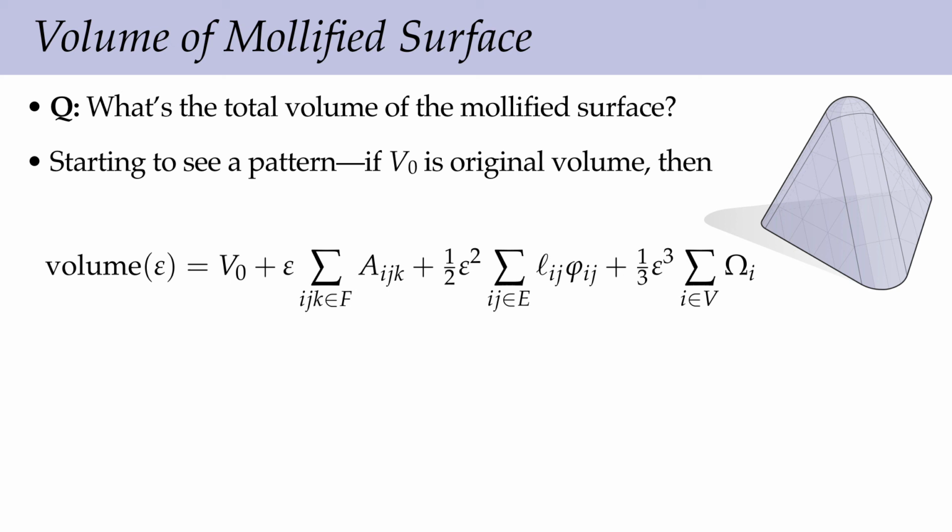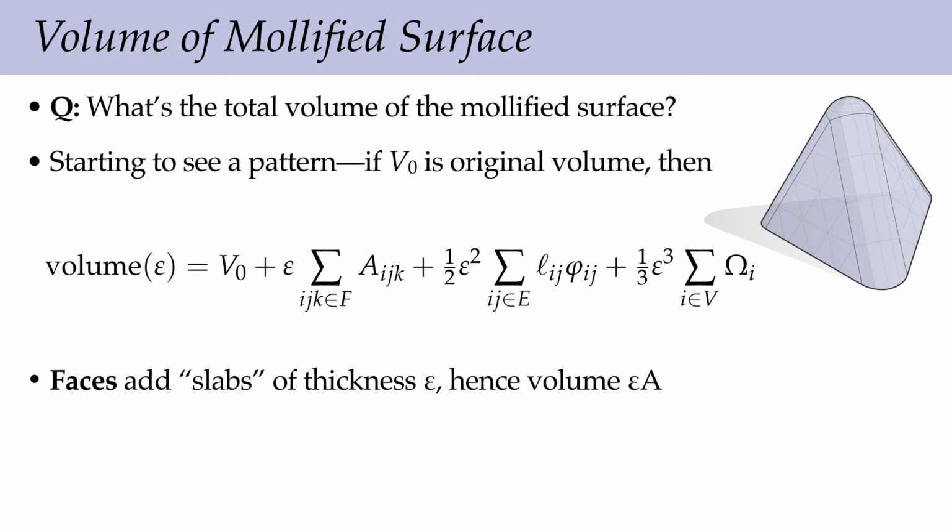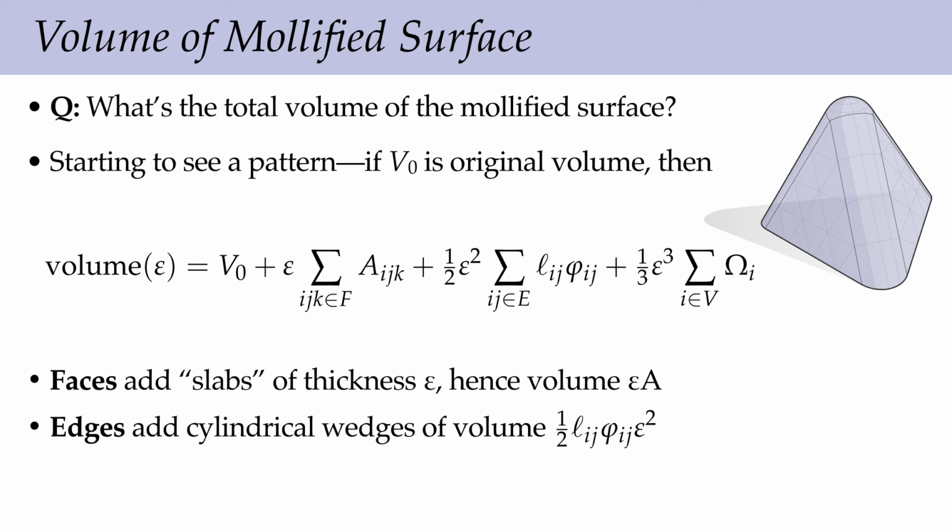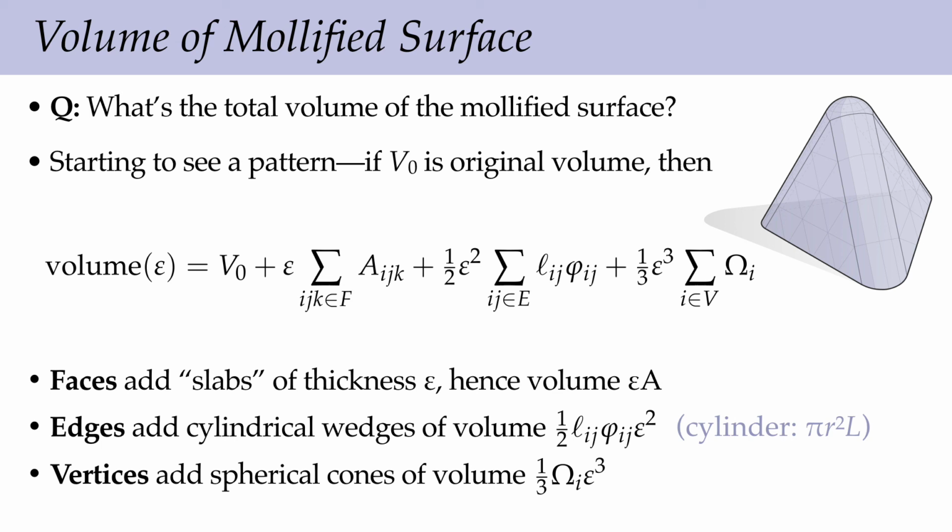Hopefully you can at least get some idea of how we might get to this expression. To sketch it out, what we did here is we said faces are going to add slabs of thickness epsilon, hence volume epsilon times sum of areas. Edges are going to add little cylindrical wedges of volume 1/2 L_ij phi_ij epsilon squared, because a cylinder has volume pi r squared L. Vertices are going to add little spherical cones of volume 1/3 omega_i epsilon cubed, because a ball has volume 4 pi r cubed over 3.